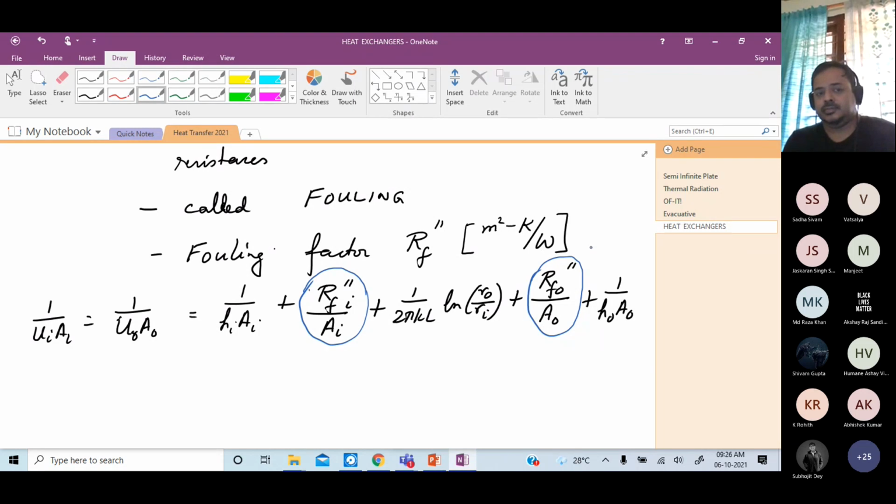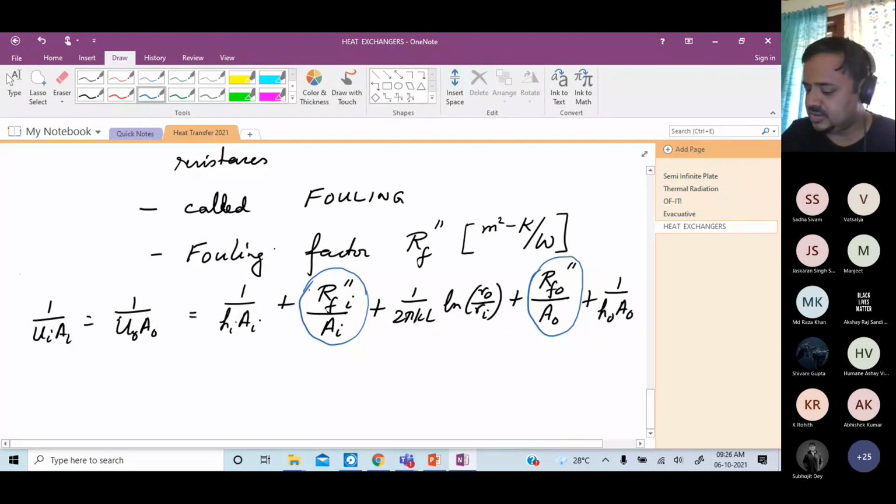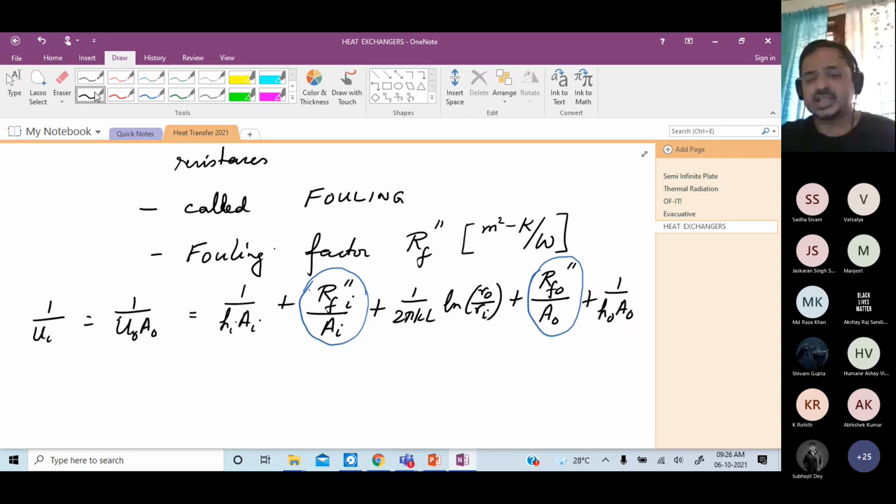So this is the final expression with fouling. The earlier expressions were for clean surfaces, as we said before. Any questions? Is it clear? This is a known thing, but this definition of the overall heat transfer coefficient is very, very important.